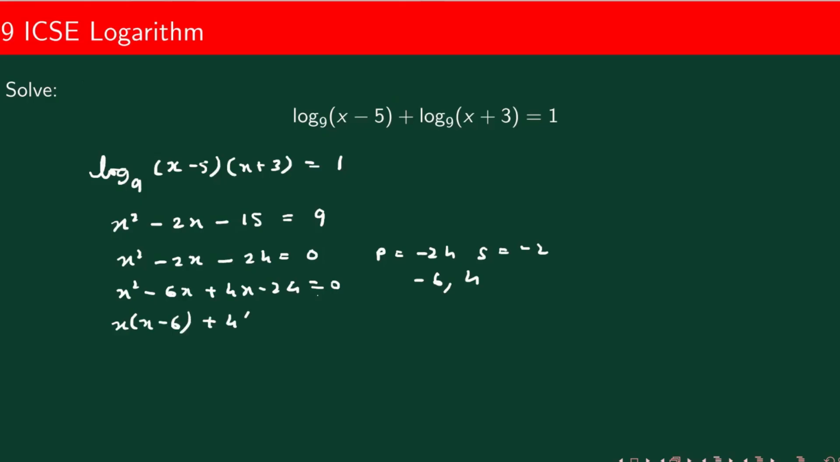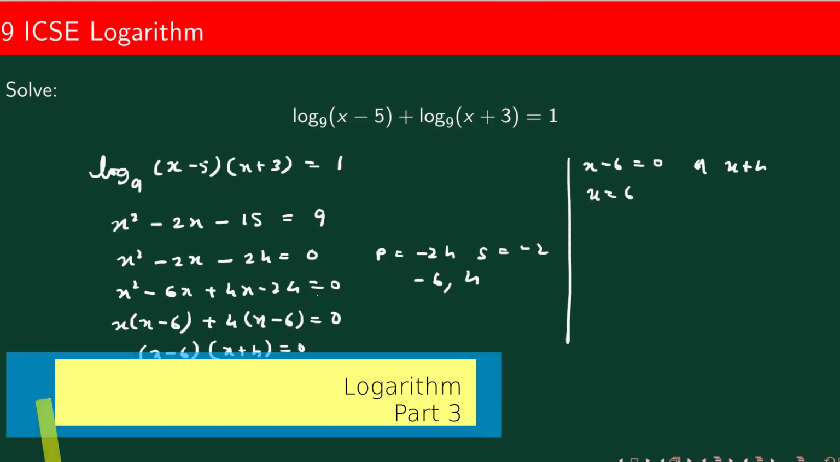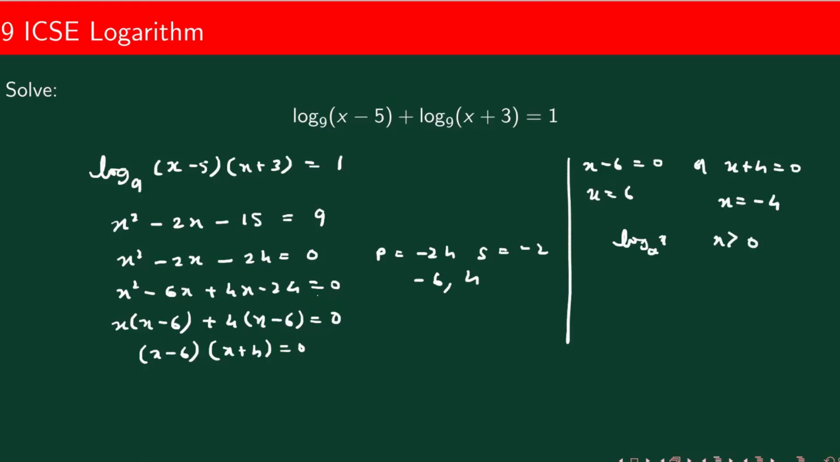So x minus 6, x plus 4. So x minus 6 is 0, x is equal to 6, or you have x plus 4 equal to 0, x is equal to minus 4. Now again, log x to the base a has to be positive, x has to be positive, which will not happen when x is equal to minus 4. So that's the reason why we rejected. Our answer is x is equal to 6. Moving to the next question.